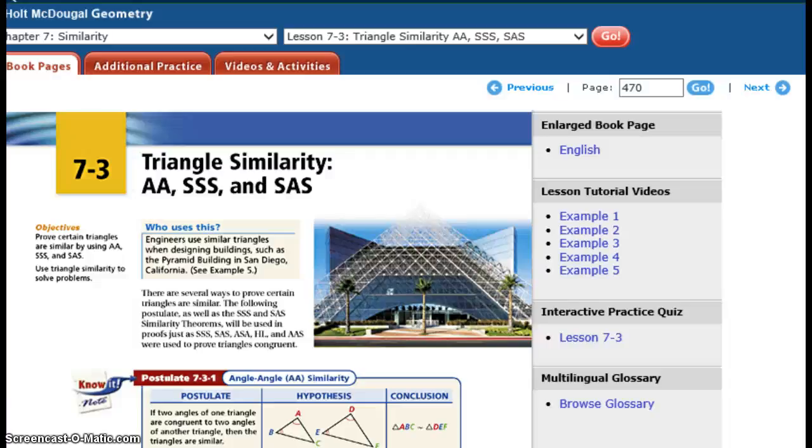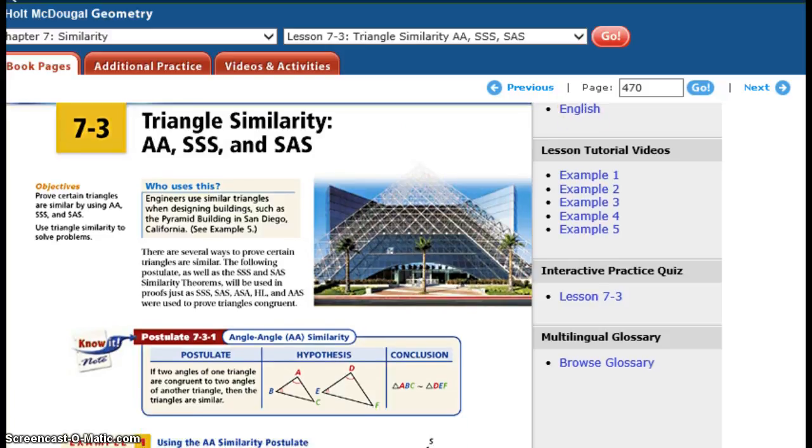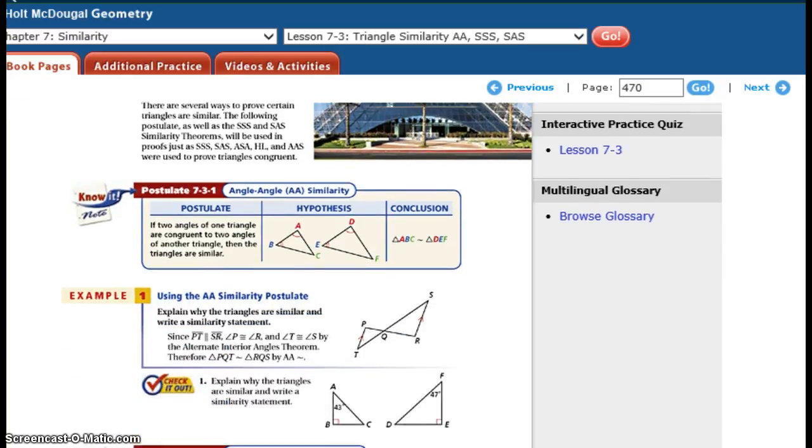Today we're going to be doing 7.3 triangle similarity: AA, SSS, and SAS. Alright, we're going to jump right in and start off with the postulates. This is to prove that triangles are similar, or to find out if they are.